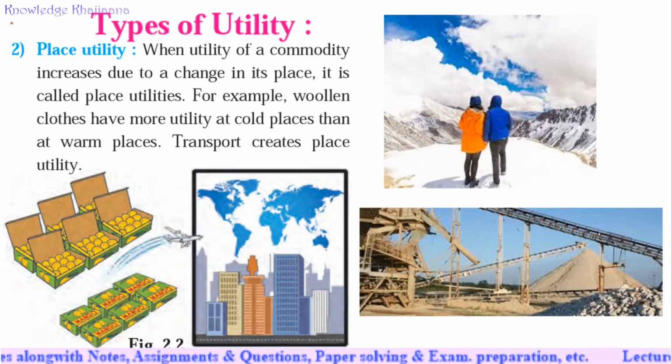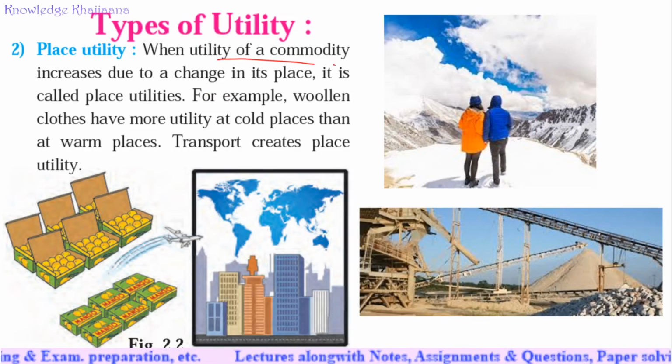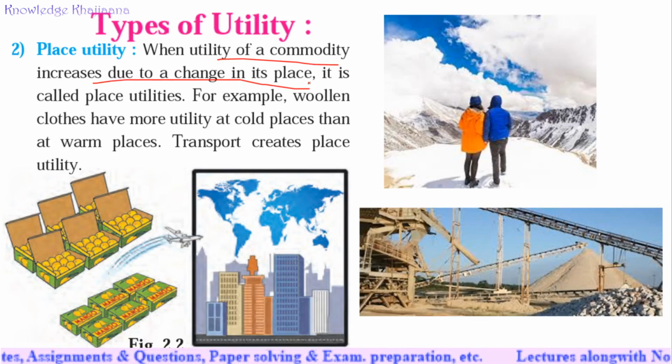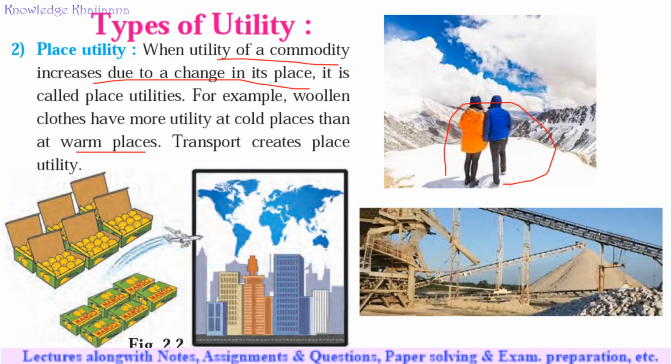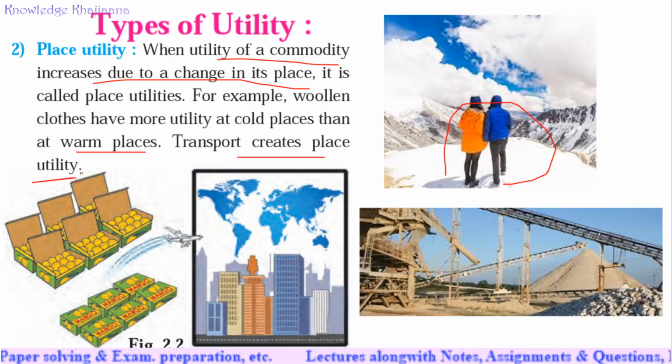Next is place utility. See, when the utility of a commodity increases due to change in its place, it is called place utility. For example, clothes. See, woolen clothes have more utility at cold places than at warm places. What does this mean? The transport creates place utility. What is shown in this example, which is given in your book?